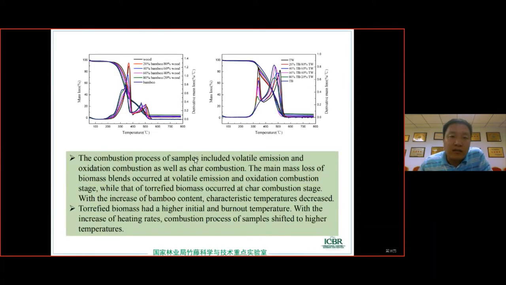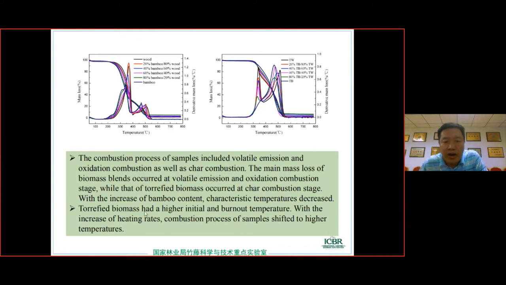This is the co-firing process of the bamboo and the wood, and this corresponds to purified bamboo and purified wood. We found the combustion process simple, including the volatile emission and oxidation combustion listed here, as well as the char combustion here. The main mass loss of the biomass blend occurred at the volatile emission and oxidation combustion stage, while the mass loss of the purified biomass occurred at the char combustion stage.